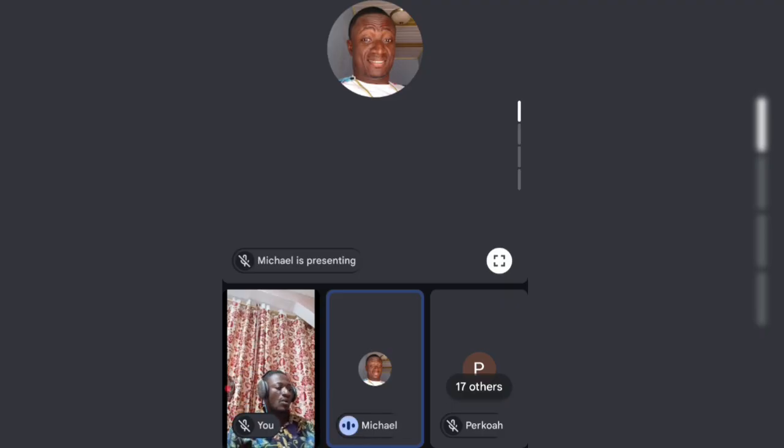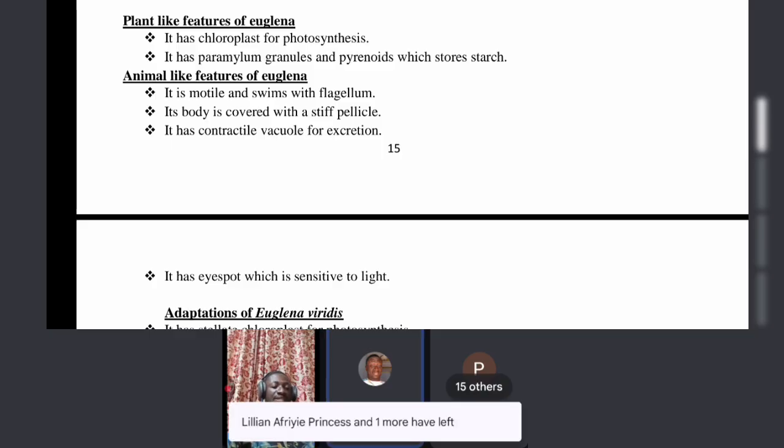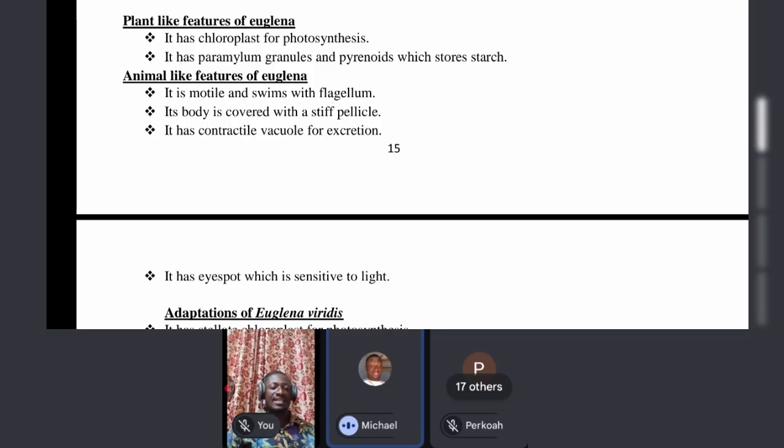Now let me talk about the plant life features, then I'll pause if there are questions. These are the plant life features. It has chloroplast for photosynthesis. It has paramylon granules and pyrenoids which store starch. These are the plant life features, and these are the animal life features.